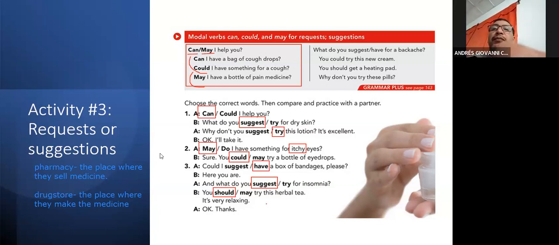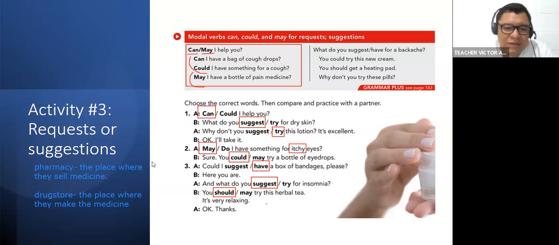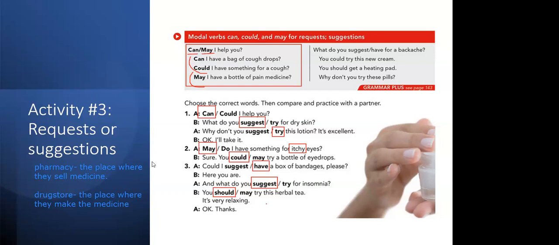Okay, for the next one, can you help me with this one? Figueroa and Hector, please. Okay, could I have a box of bandages, please?